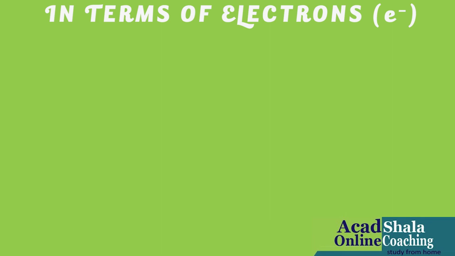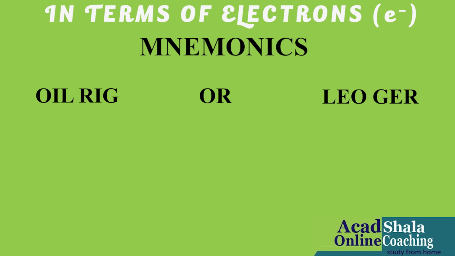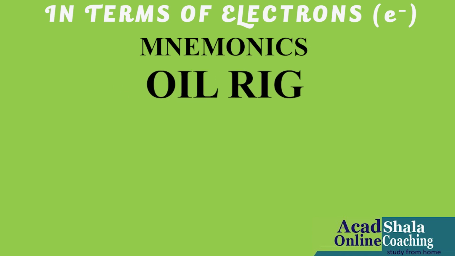And this is the most important third point, in terms of electrons, to solve the problems on redox reactions. It does come in the competitions also. Now to learn this, to memorize this, again we will take the help of mnemonics. Now either you take OIL RIG or you take LEO GER, your choice. If I talk about OIL RIG, why have I taken this mnemonic? Just to memorize it. Let us see.